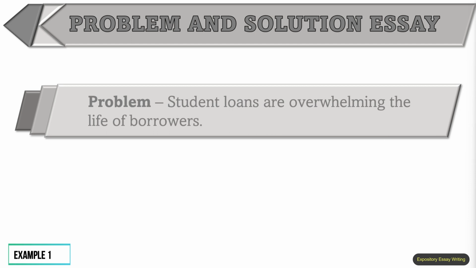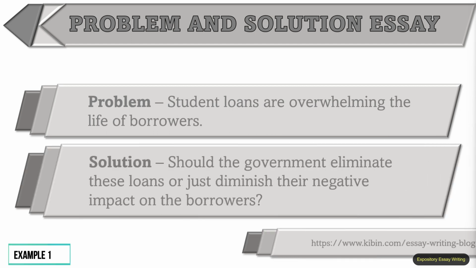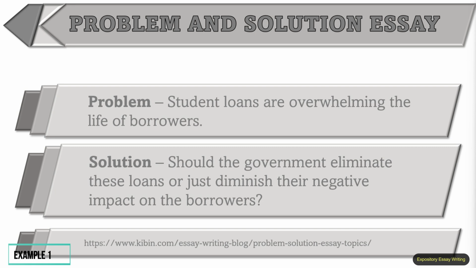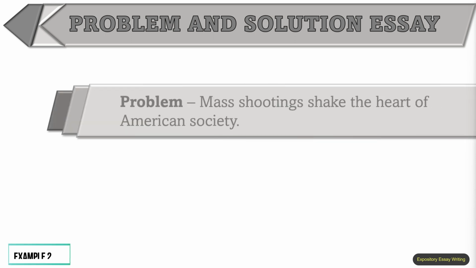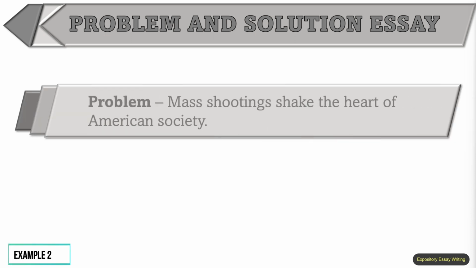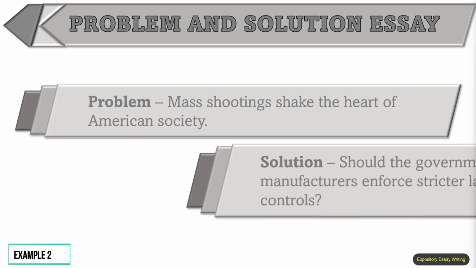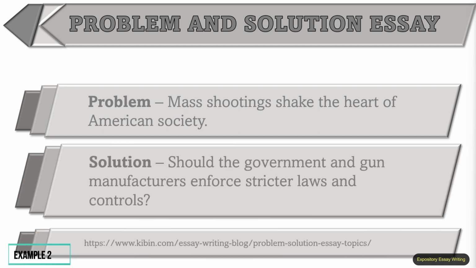Problem: student loans are overwhelming the life of borrowers. Solution: should the government eliminate these loans or just diminish their negative impact on the borrowers? Here's another example. Problem: mass shootings shake the heart of American society. Solution: should the government and gun manufacturers enforce stricter laws and controls?